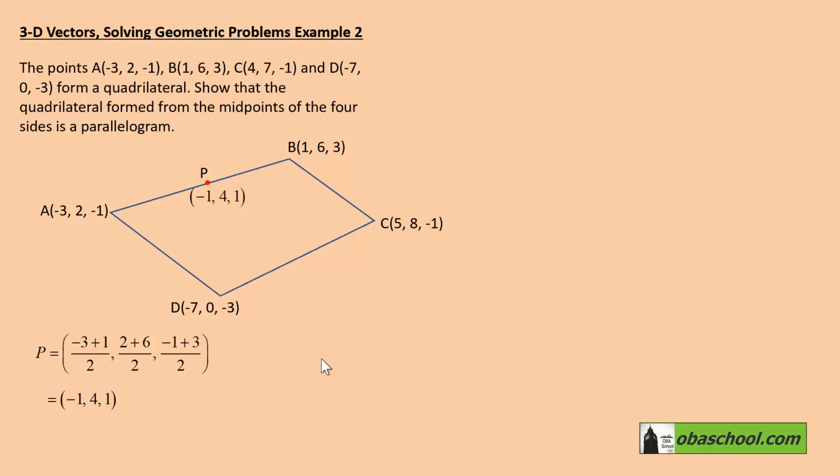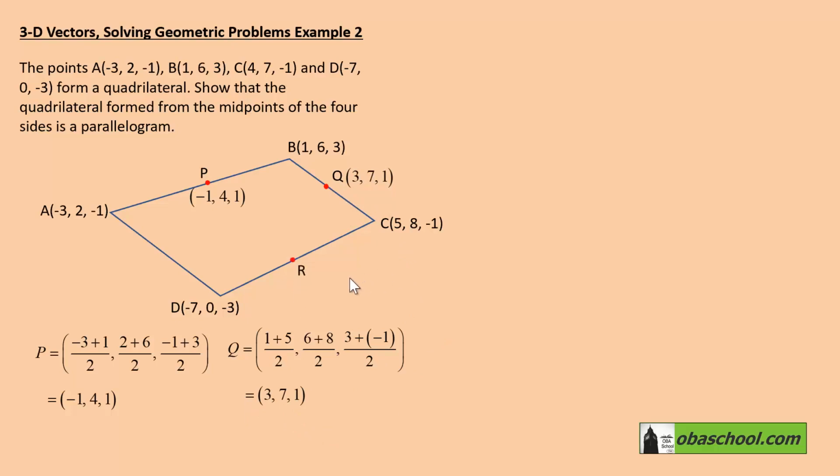Let's say that Q is the midpoint of BC, and we'll do the same thing with Q. So we'll find the midpoint of these 2 points, just averaging the x coordinates, the y coordinates, and the z coordinates. And we get (3, 7, 1). So Q is (3, 7, 1).